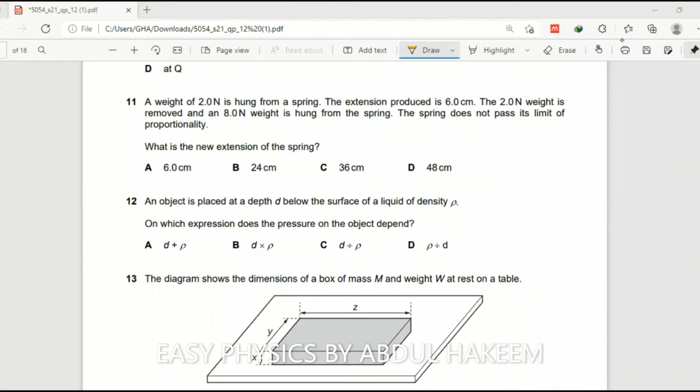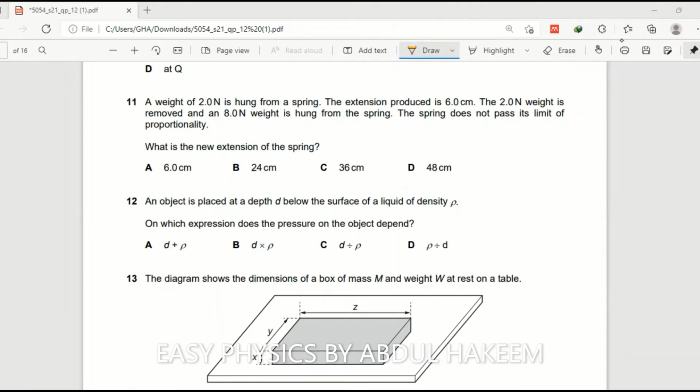Okay, next question is question number 11. A weight of 2 Newton is hung from a spring. The extension produced is 6 centimeter. The 2 Newton weight is removed and an 8 Newton weight is hung from the spring. The spring does not pass its limit of proportionality. What is the new extension?